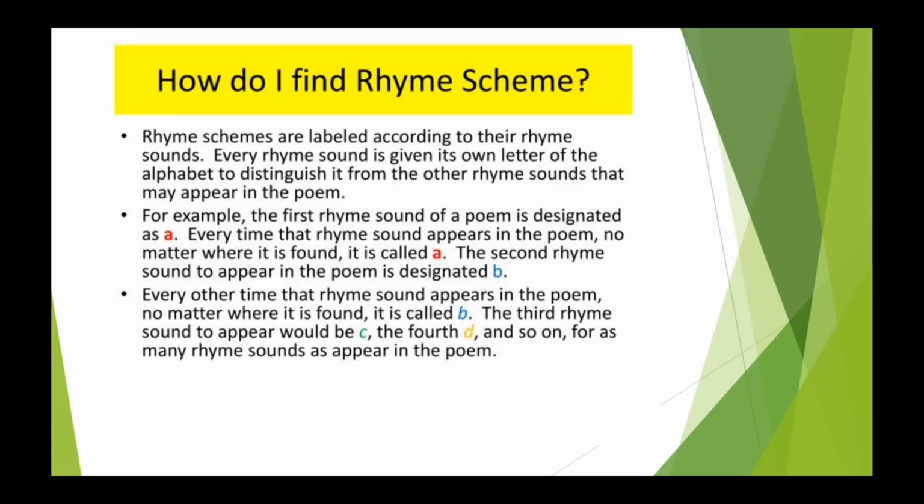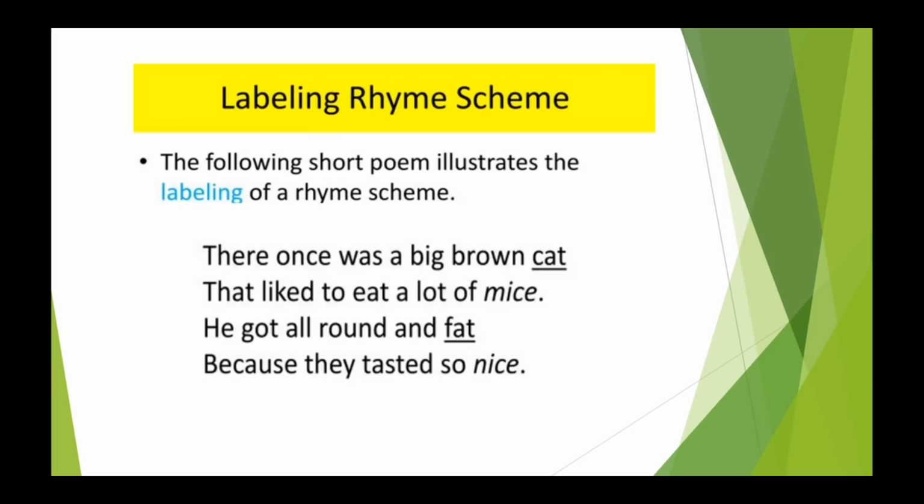The second rhyme sound to appear in the poem is designated B. Every other time that rhyme sound appears in the poem, no matter where it is found, it is called B. The third rhyme sound to appear would be C, the fourth D, and so on for as many rhyme sounds as appear in the poem. So let's see one poem for more clarity. Now here in this poem we will find out the rhyme scheme.